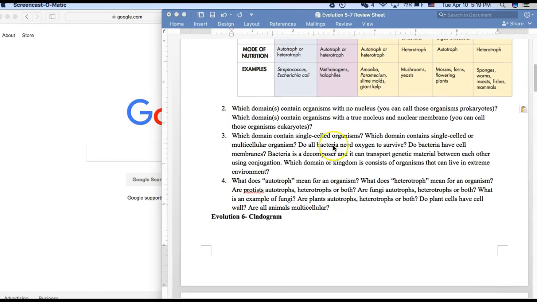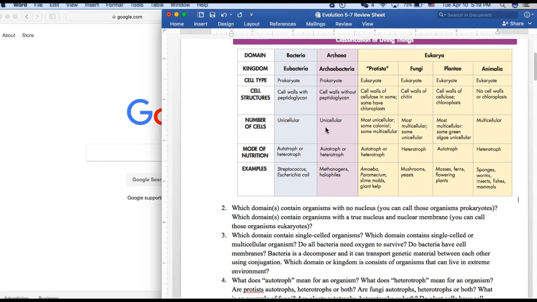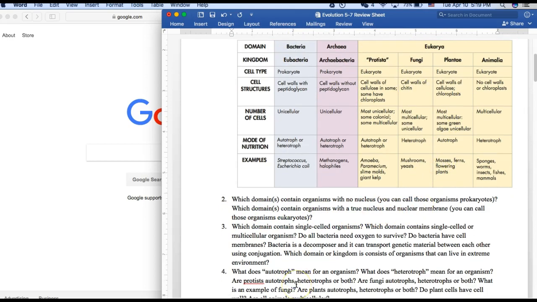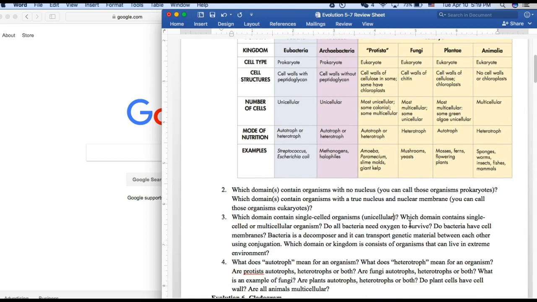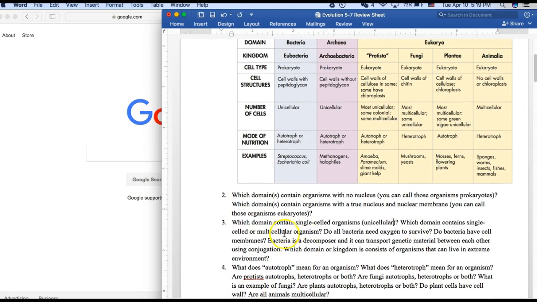The next question is, which domain contains organisms with no nucleus? Bacteria and archaea. Which domain contains organisms with a true nucleus and nuclear membrane? That's all of the eukarya. Okay, next one. Which domain contains single-celled organisms, or you can call that unicellular? That would be bacteria and archaea. Which domain contains single-celled or multicellular organisms? That will be protista, fungi, and plantae.